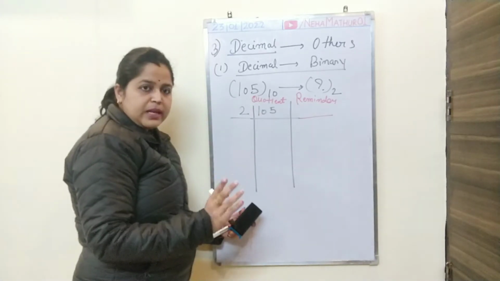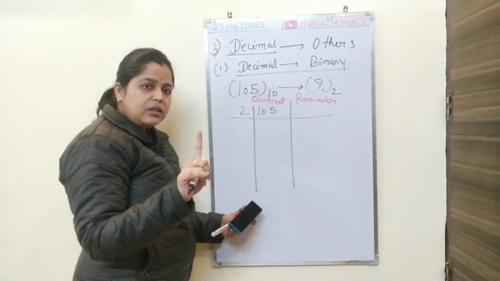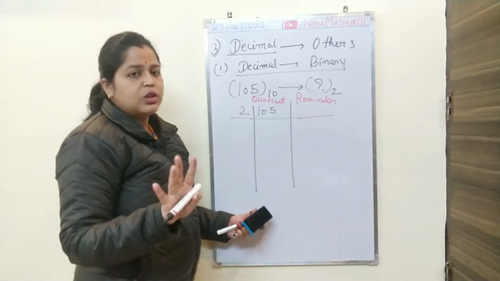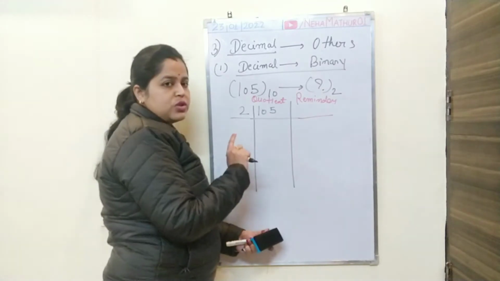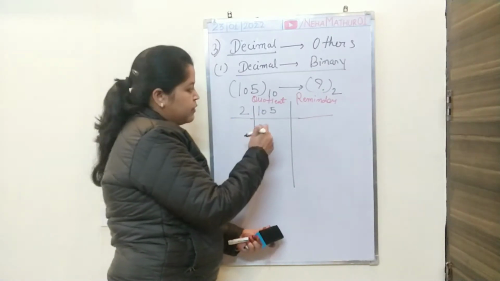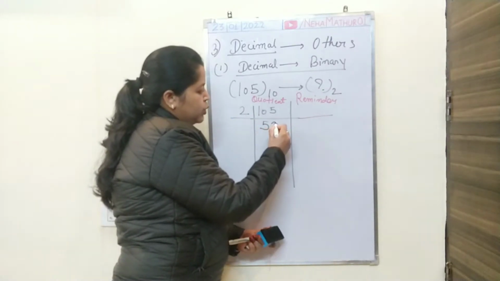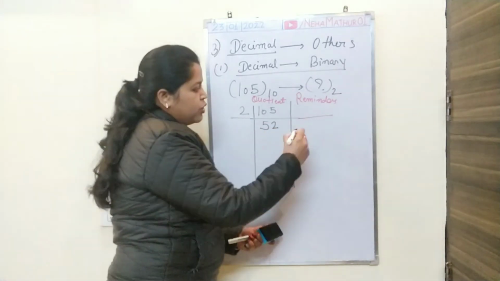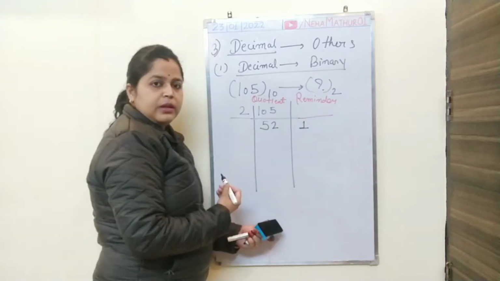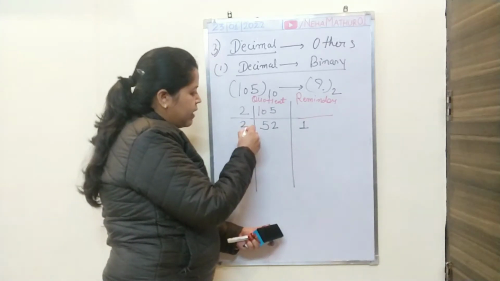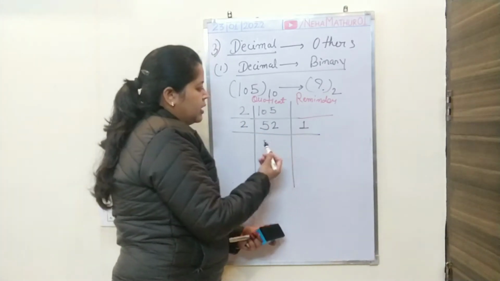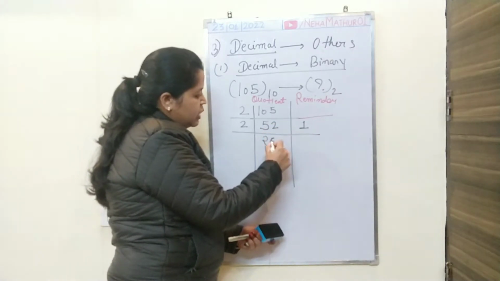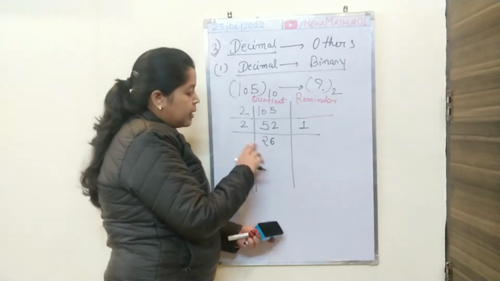Now if I divide 105 by 2, I have two options only: either a complete division takes place, or 1 is treated as a remainder, otherwise no option. So if I divide 105 by 2, it will be 2 5 and 2 2, means 52 multiplied by 2 is 104. So your remainder will be 1. Now again you will have to divide that 52 by 2.